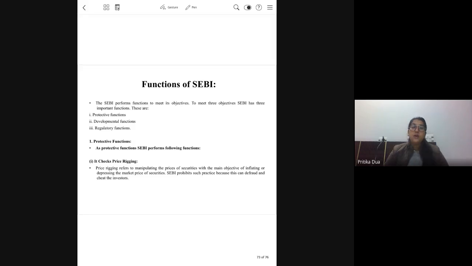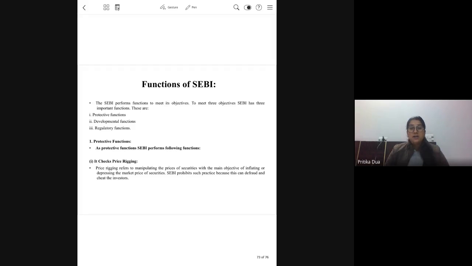If I talk about the functions of SEBI, they are categorized into 3 main roles: the protective function, which is checking all the unfair trade practices, developmental functions, and regulatory functions. Let's give a quick overview of each. Under the protective functions, SEBI needs to check price rigging. The Reliance example we will discuss is actually related to price rigging.